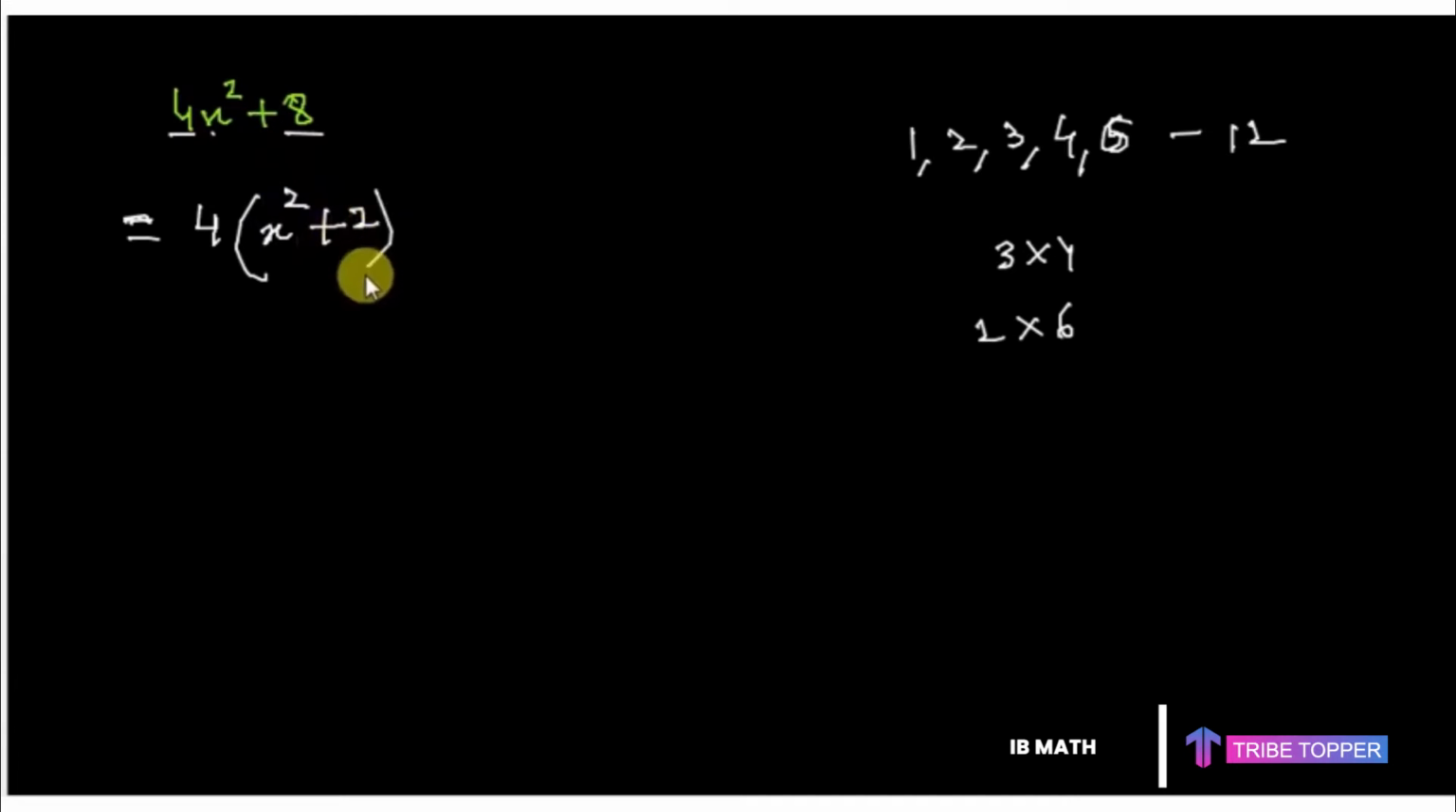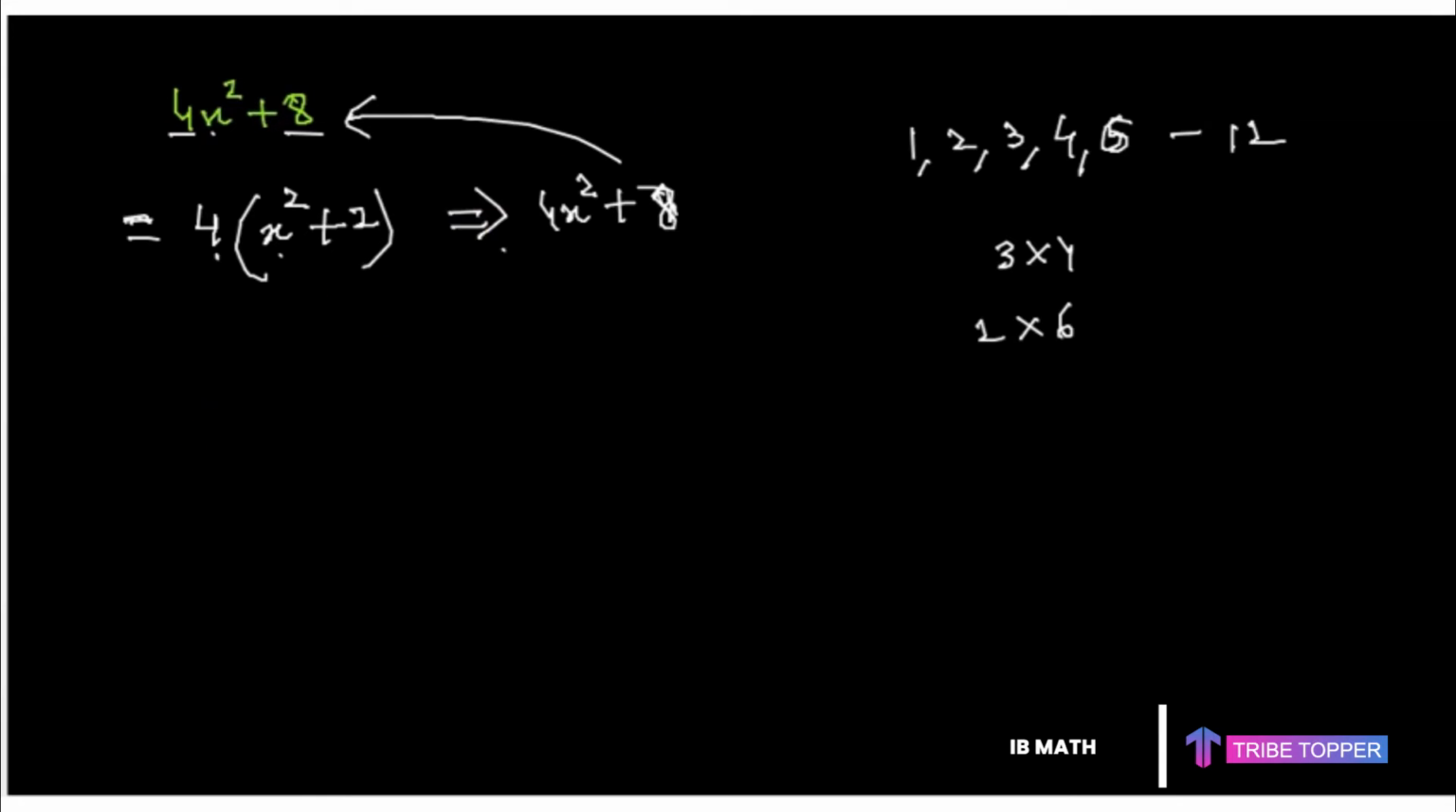And whether you have done the correct factorization or not, you can check by multiplying this back and you get the same expression. Just verifying the result for you, 4 into x squared will give you 4x squared plus 4 into 2 would give you 8. So yes, you got the right factors because you're getting the same expression backwards.